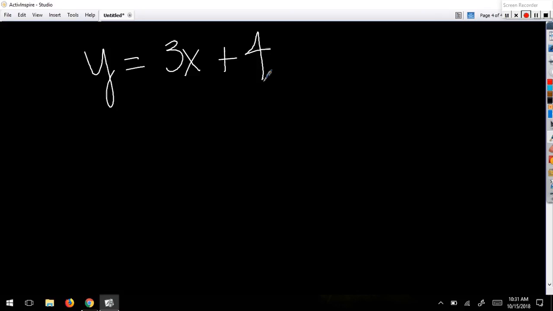What's the y-intercept in this equation? 4. Y-intercept means it's where it crosses the y-axis. The y-axis is that up and down axis, right?